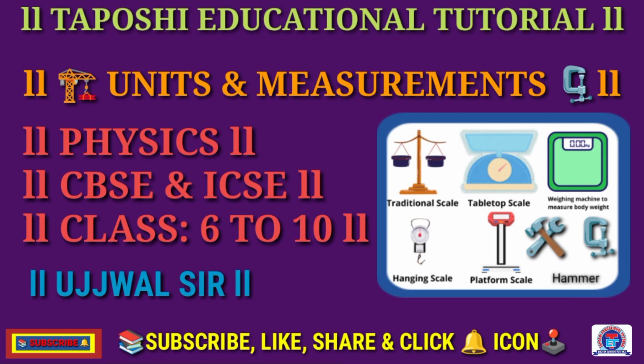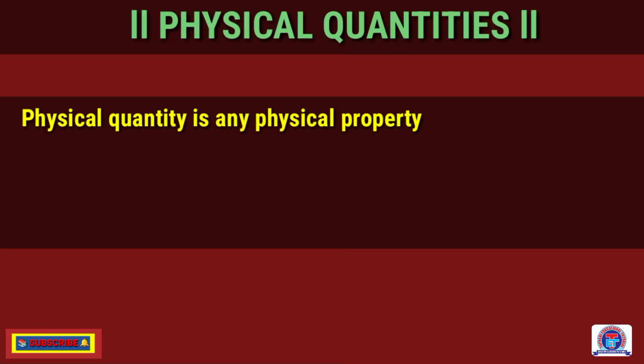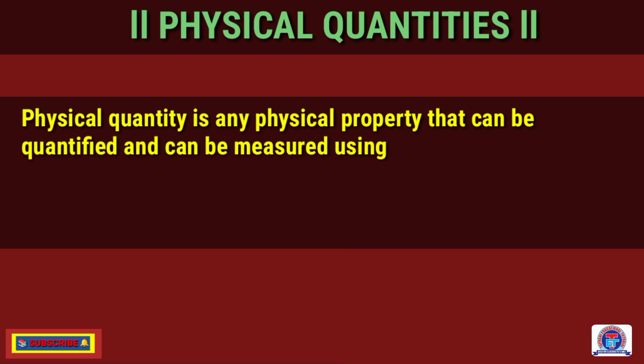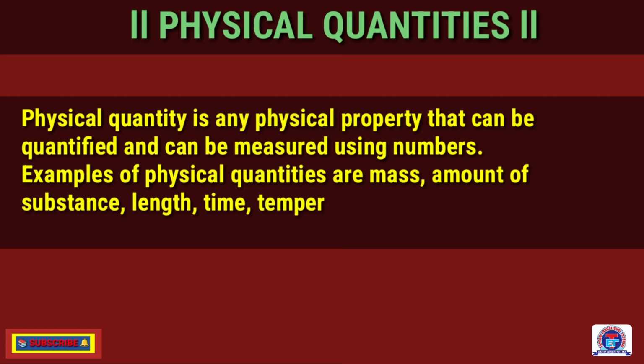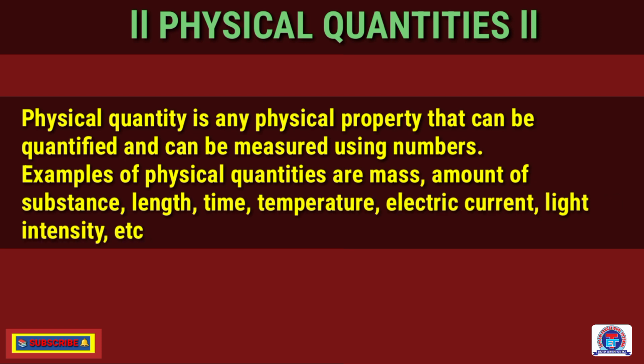Dear student, today my subject is units and measurement. In this physics chapter, we understand the physical quantities. What are physical quantities? A physical quantity is any physical property that can be quantified and measured using numbers. Examples of physical quantities are mass, amount of substance, length, time, temperature, electric current, light intensity, etc.